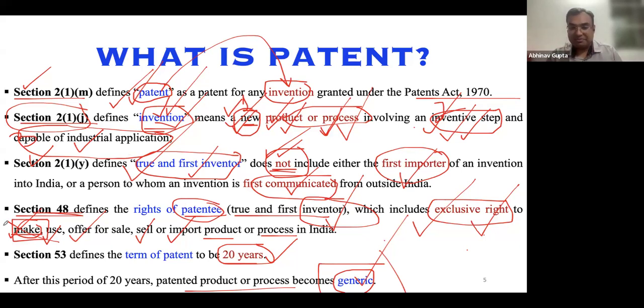Now, what are the rights of the patentee? Section 48 talks about the right to make, right to use, right to offer for sale, right to sell, and right to import. What is the term of the patent? 20 years. What happens after 20 years? The patented product or process becomes generic.